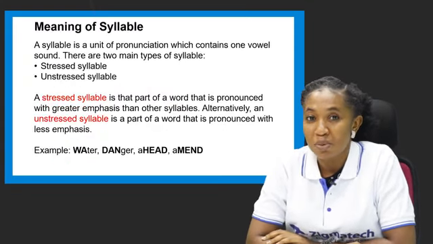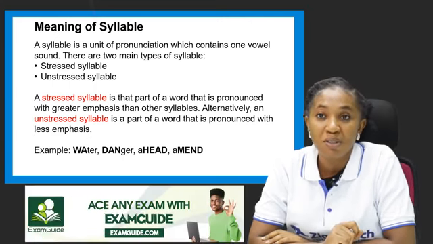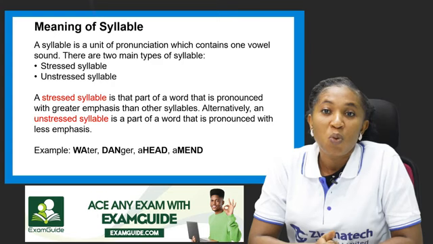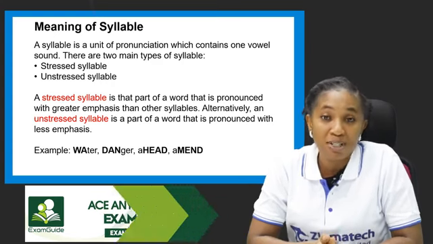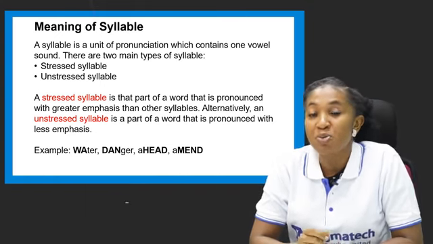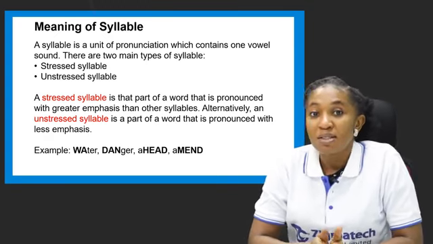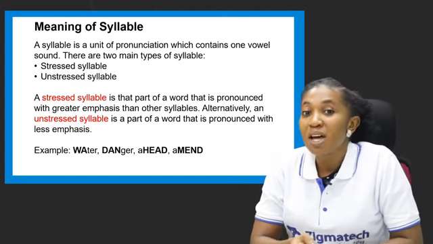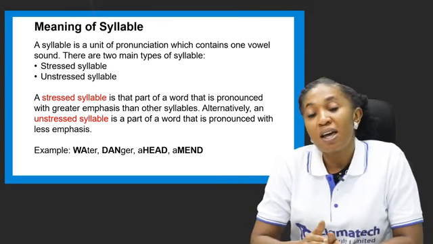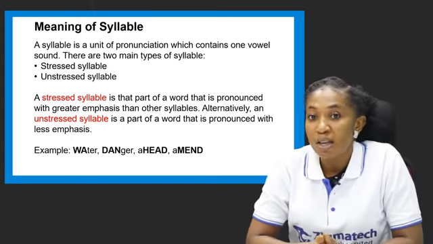Now, what do we mean by a syllable? A syllable is simply a unit of pronunciation which contains a vowel sound. In English language, there are two main types of syllable. We have the unstressed syllable and we have the stressed syllable. What do we mean by stressed syllable? A syllable is stressed when it is pronounced with greater emphasis, that is, higher pitch of voice. An unstressed syllable is that which is pronounced with less emphasis in a word.